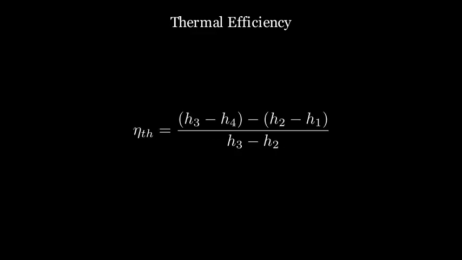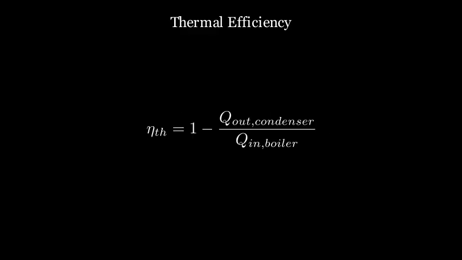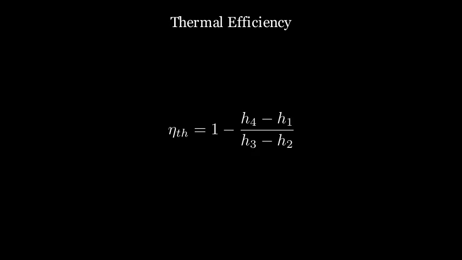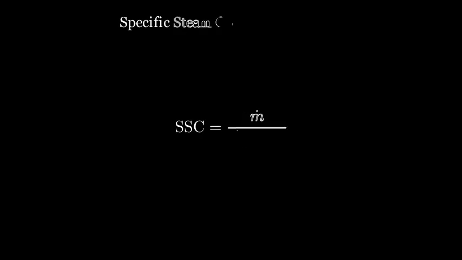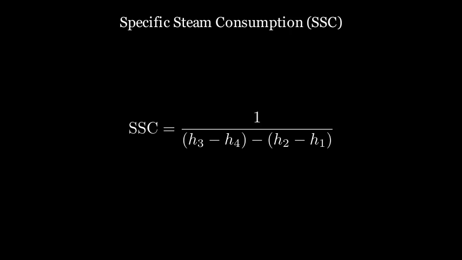We can substitute our enthalpy expressions into this formula. Another useful way is to express it using the heat rejection ratio. And using enthalpies, this gives us a concise way to calculate efficiency from steam tables. Beyond efficiency, engineers also look at specific steam consumption. This tells us how much steam is needed to produce a unit of power output. It is inversely proportional to the net work output per kilogram of steam.